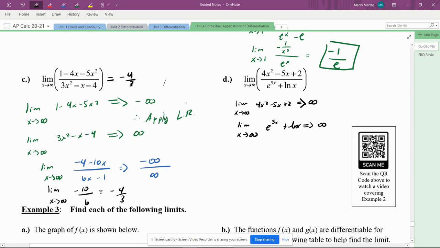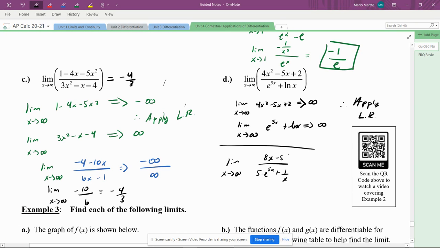So therefore, L'Hopital applies. Applying L'Hopital's rule, we take the limit as x approaches positive infinity. The derivative on top is 8x minus 5, and at the bottom we have 5 times e to the 5x plus 1 over x, since the derivative of the natural log of x is 1 over x.